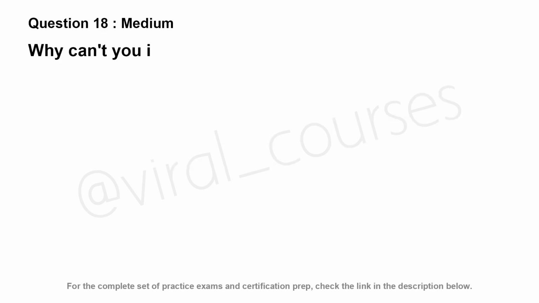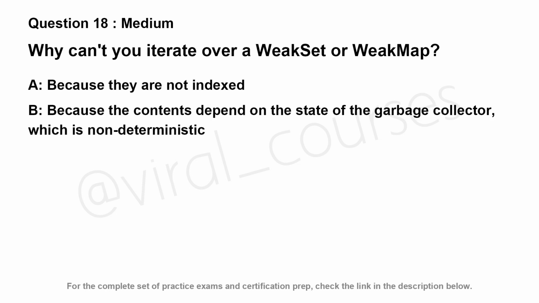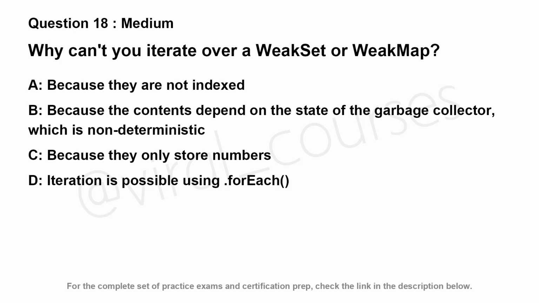Why can't you iterate over a WeakSet or WeakMap? Option A. Because they are not indexed. Option B. Because the contents depend on the state of the garbage collector, which is non-deterministic. Option C. Because they only store numbers. Option D. Iteration is possible using forEach.